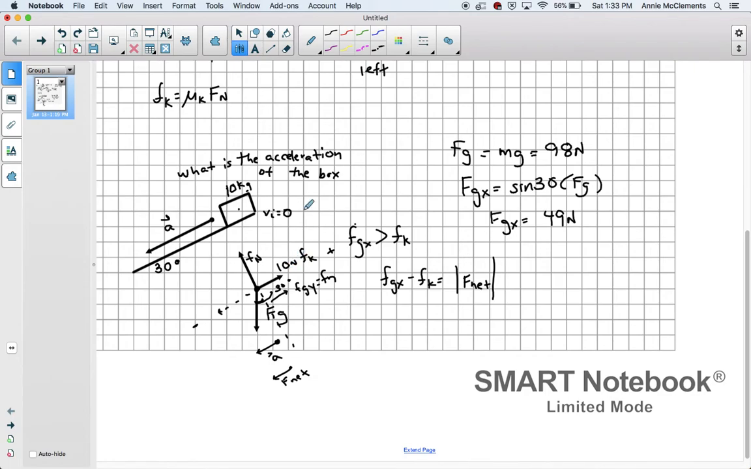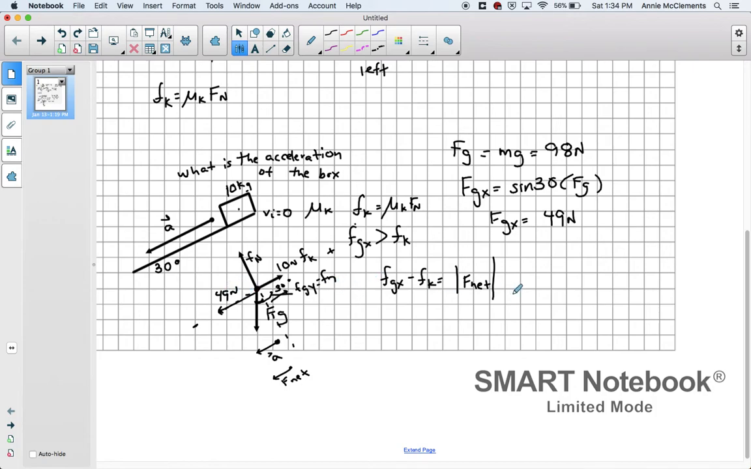However, if I were to give you mu k for that surface, you could solve for the vertical component, relate that to the normal force, and then use this equation again to solve for friction. So there are ways that you can do that, and that incorporates what we've been looking at with balanced forces. So back to where we were. FGX equals 49. That means that we have a component of this vector here that's 49 newtons.